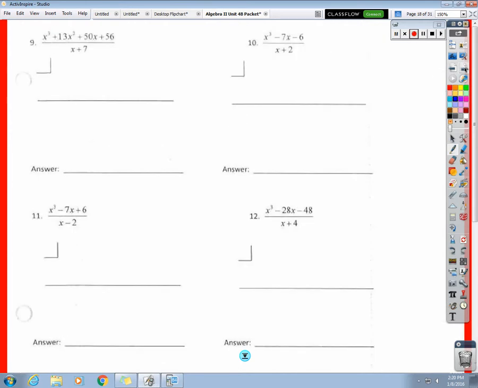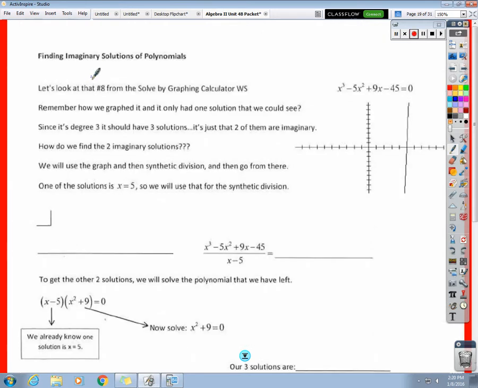Okay, page 18. It says, let's look at that number 8 from the Solve by Graphing Calculator worksheet. That's the one we were just looking at. Remember, this is what the graph looked like? We saw that there was one real solution located at +5. Now, if you write that one real solution as a factor, what will it look like? X minus 5. Because remember, when it's written as a factor, it's always the opposite sign.